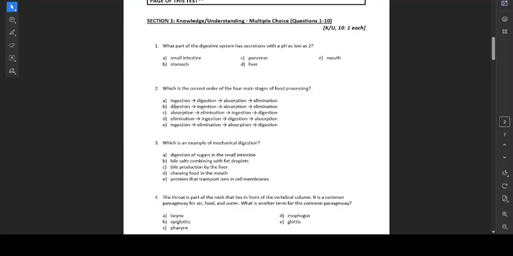For three, what is an example of mechanical digestion? Digestion of sugars in the small intestine. The small intestine has a lot of chemicals and isn't doing anything to physically break food down. At that point, the sugars are already physically broken down, so it's only chemical breakdown. Bile salts combining with fat droplets: bile is already a chemical itself, so that's chemical digestion. Bile production by the liver: there's no digestion happening. Chewing food in the mouth is the only correct choice, which is D.